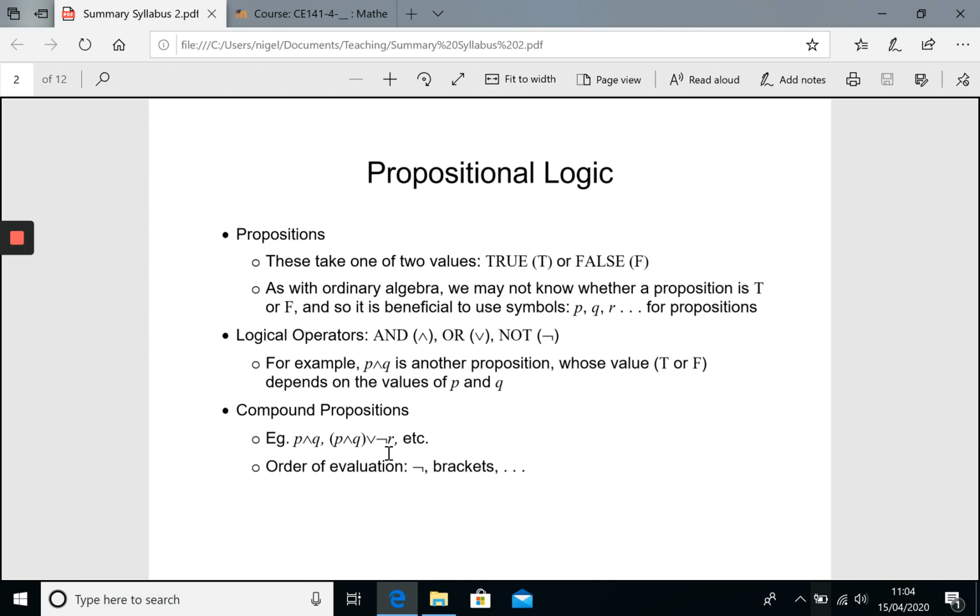There is no precedence as in ordinary algebra. In ordinary numerical algebra, multiplication has precedence over addition, but in propositional logic, AND and OR have the same precedence. So if you have something like P and Q or R, then you need to put brackets in to say which of those will be evaluated first.